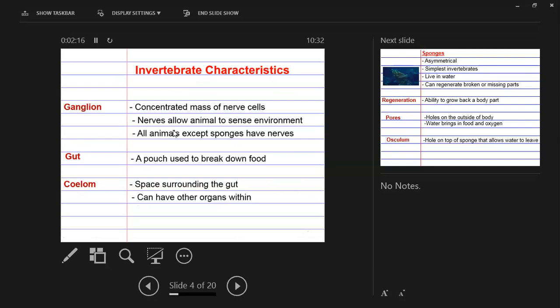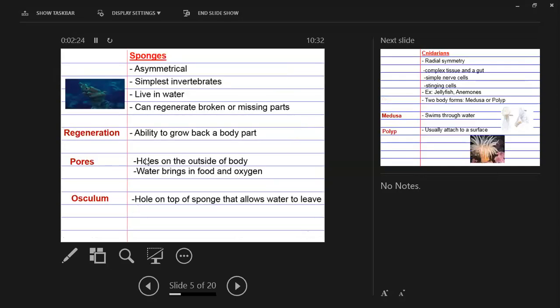Invertebrate characteristics, there's more information, extra information. Sponge, we will explain the sponge in this lesson. Asymmetrical, simplest invertebrates live in water. Regeneration, ability to grow back a body part. Pores, it has pores.